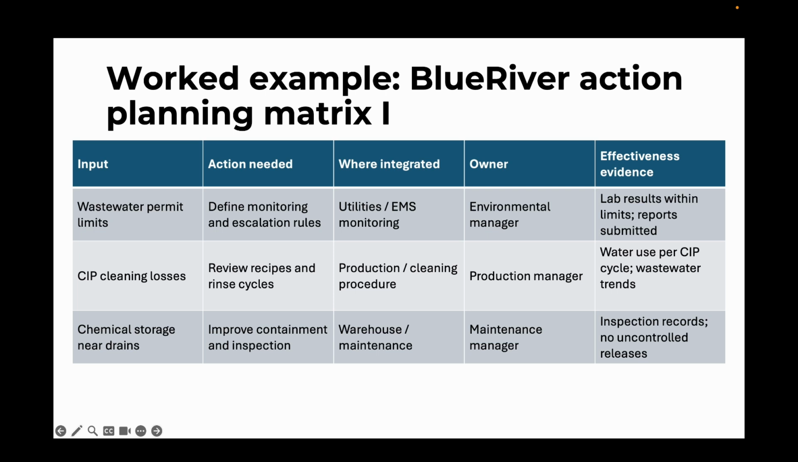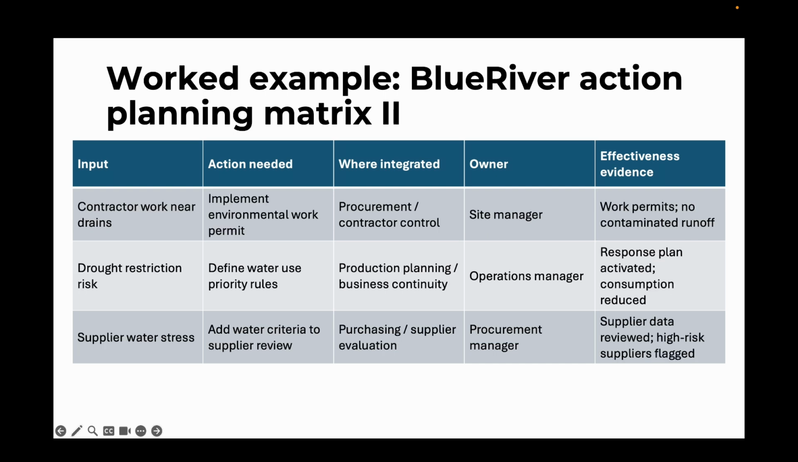Cleaning in place losses lead to a review of cleaning recipes and rinse cycles. These are integrated into production and cleaning procedures. And chemical storage near drains leads to containment and inspection controls. And these are integrated into warehouse and maintenance routines. Contractor work near drains leads to environmental work permits, and these are integrated into procurement and contractor control.